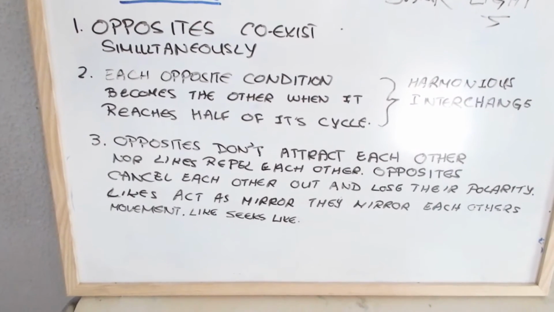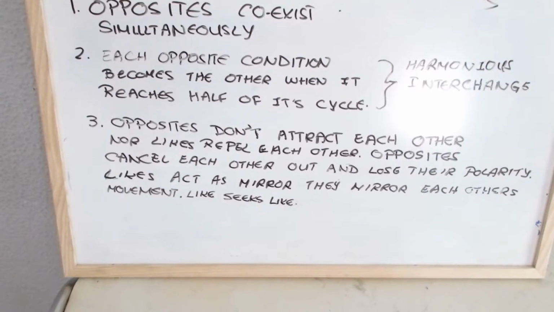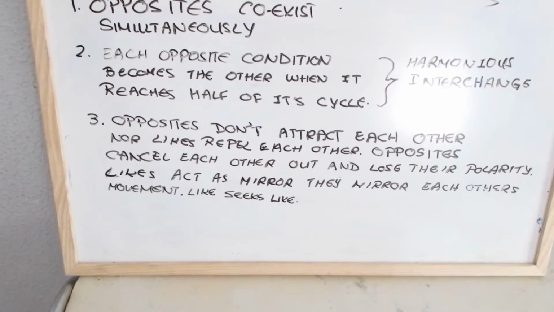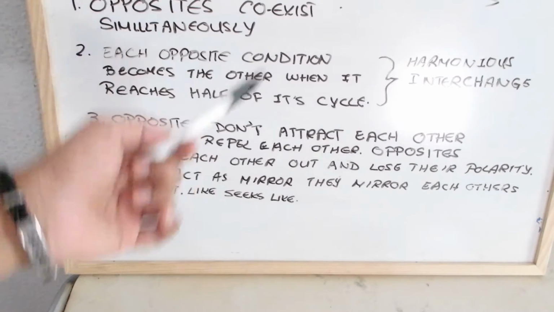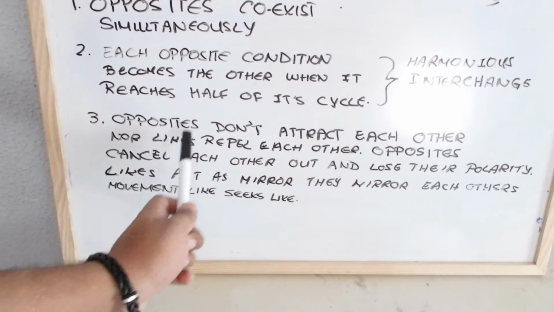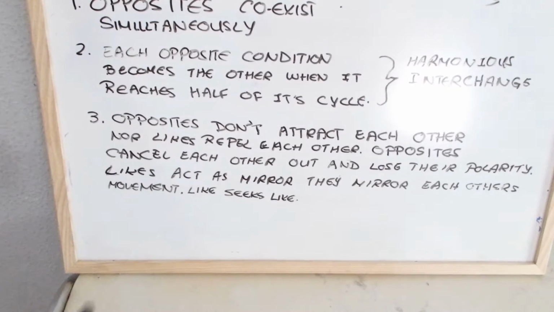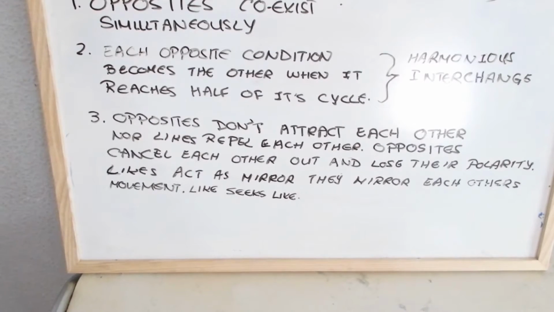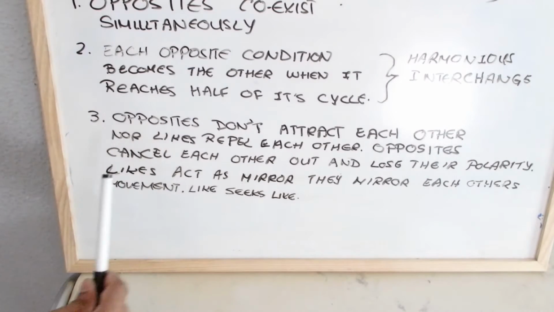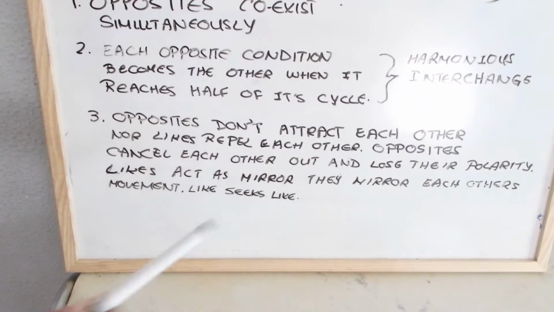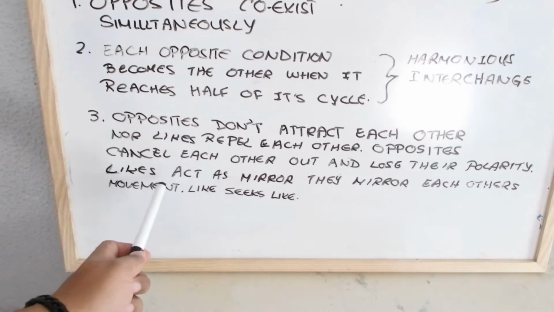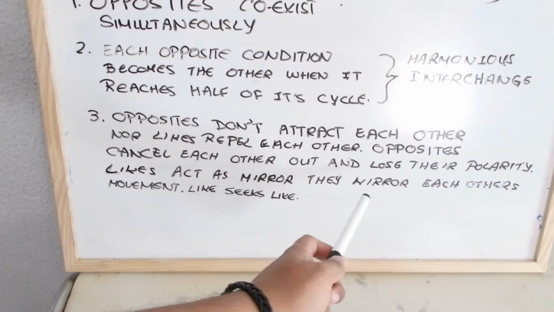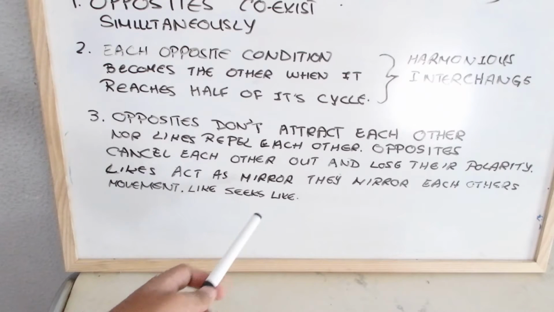Another misconception that physicists and scientists have is that, according to physics, opposites attract each other, right? But what I want to show is that this is a big misconception, because opposites don't attract each other, nor do likes repel each other. Opposites cancel each other out and lose their polarity. Likes act as a mirror. They mirror each other's movement. Like seeks like. Okay, let me show you an analogy.